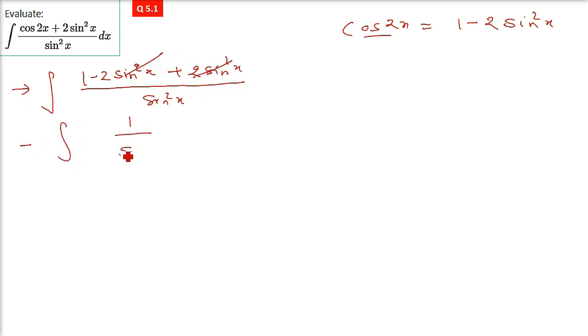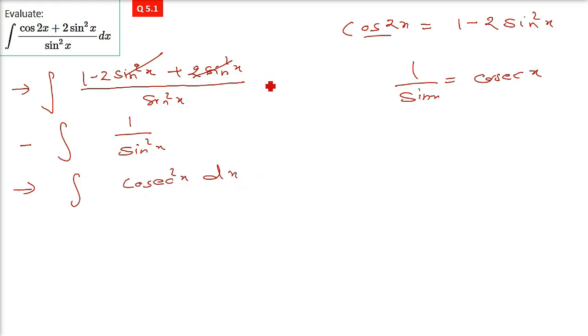1 is there, sin square x is there in the denominator. 1 by sin x is what? Cosec x. 1 by sin square x will be what? Cosec square x. We have cosec square x integration going on in here. If you remember the differentiation of cot x, what was it? It was related to cosec square x only.